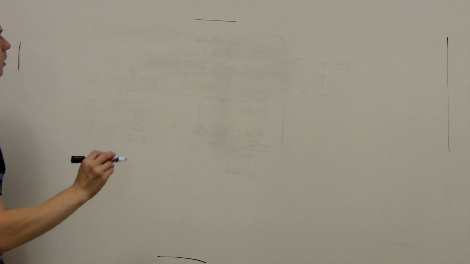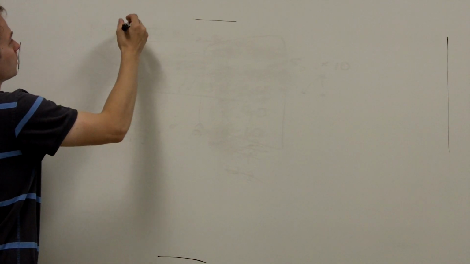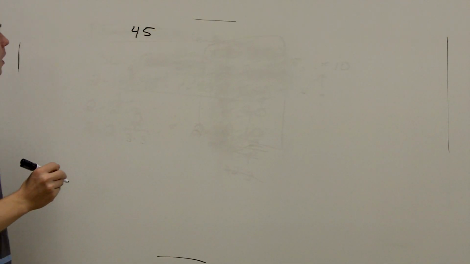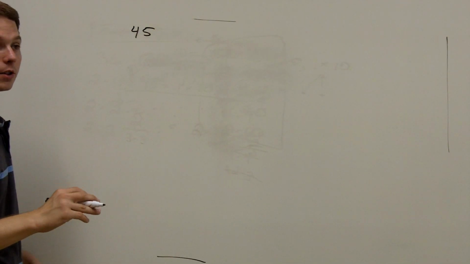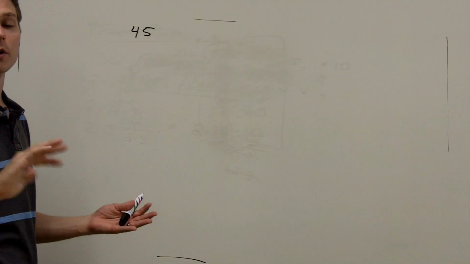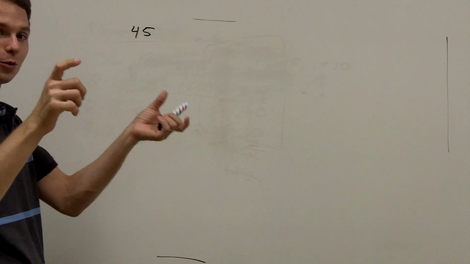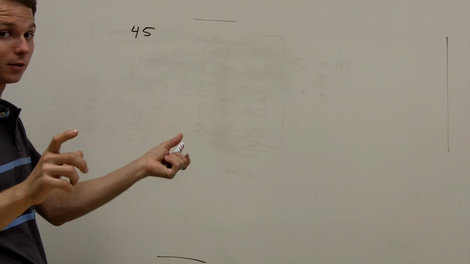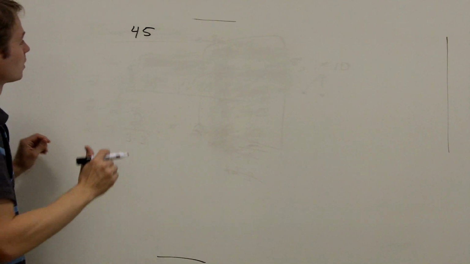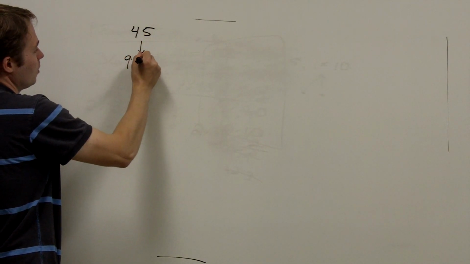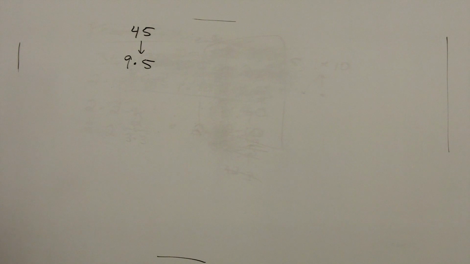Maybe we'll go a little larger, so something like 45. Again, to start with the prime factorization, just pick a factor pair. Any factor pair will work because you can continue to break down the numbers into more and more factors. So in this case, I know that 45 breaks into 9 times 5.